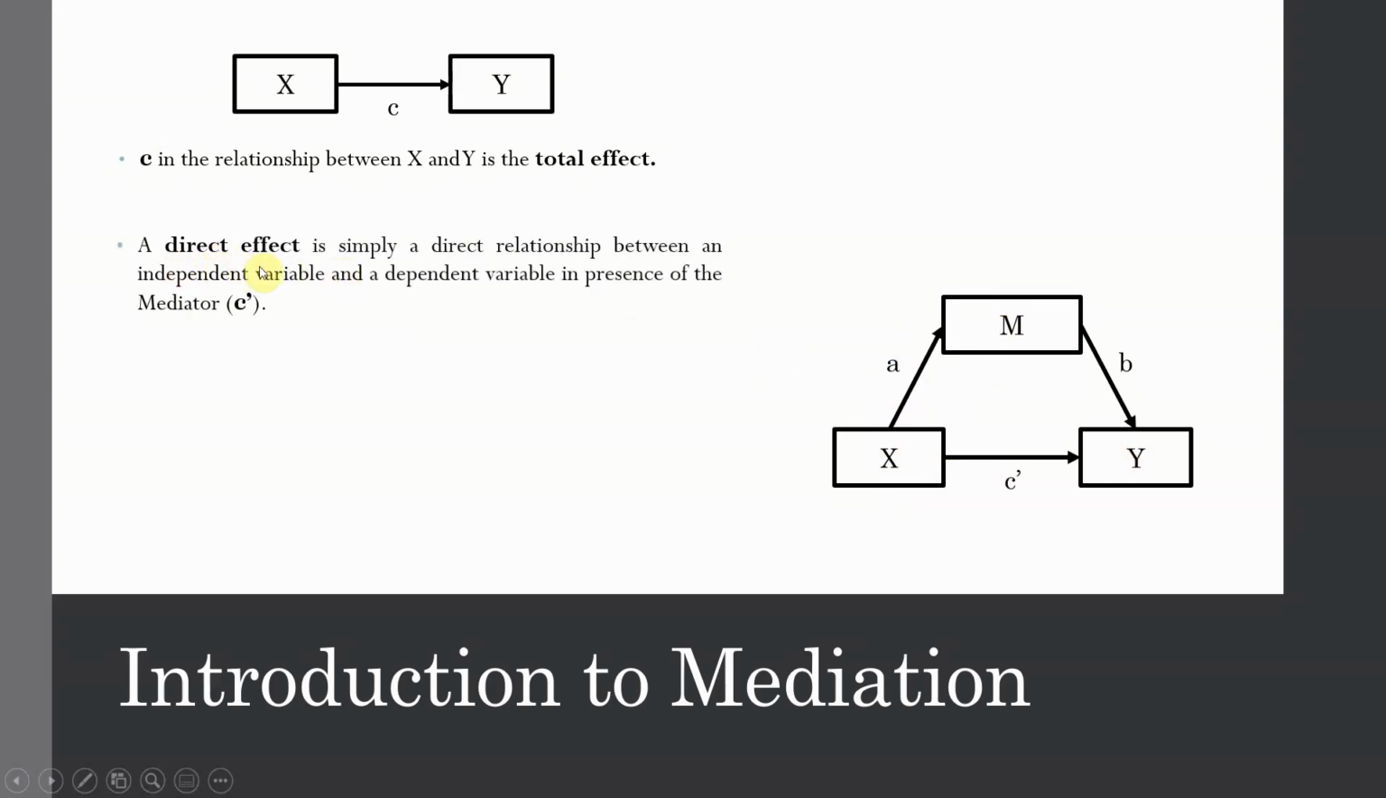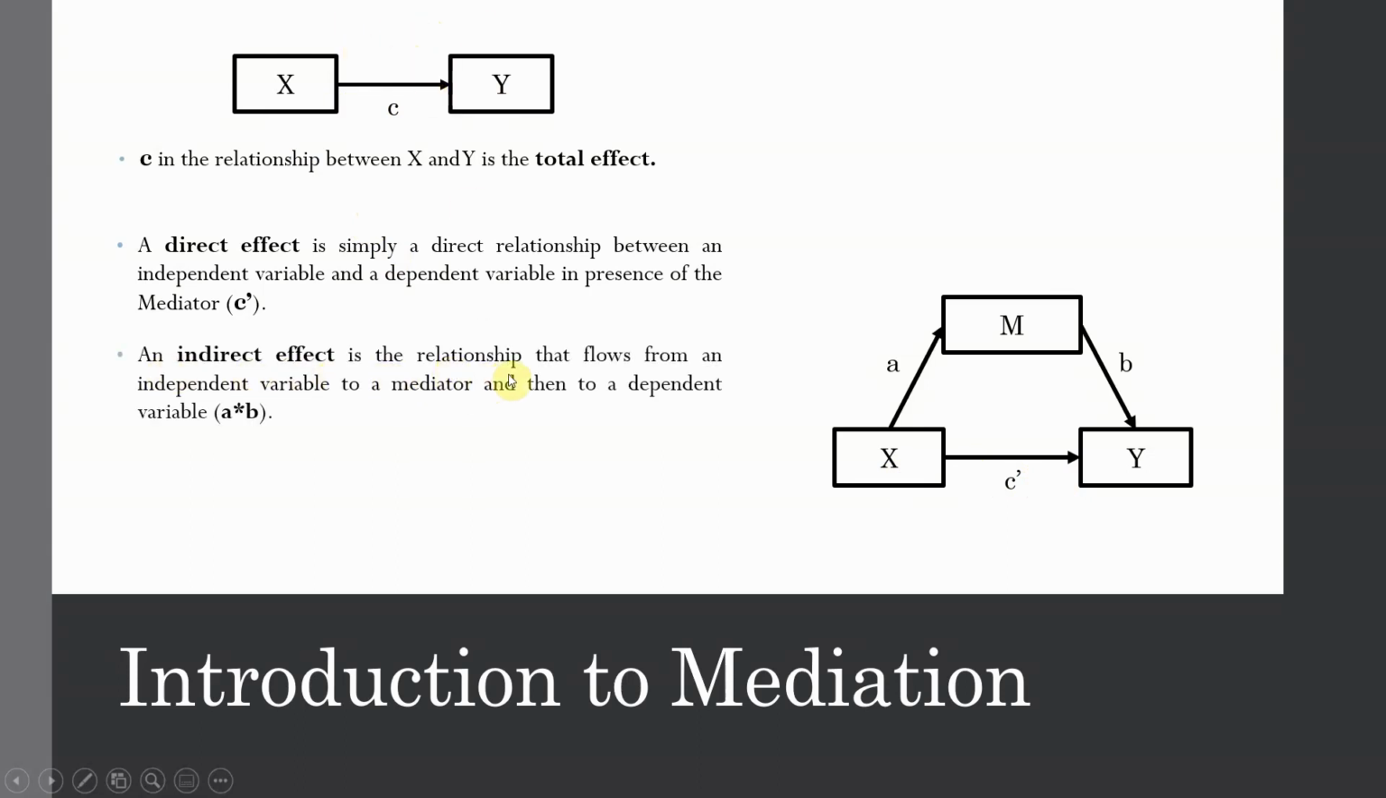Now in this case, a direct effect is simply a direct relationship between an independent variable and a dependent variable in the presence of the mediator, and is represented by C complement. So the influence of X on Y in the presence of a mediator is represented by C complement, and this is referred to as direct effect. Here it was total effect because there was no mediator present.